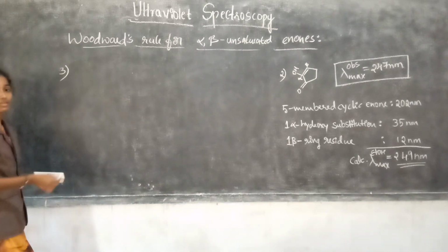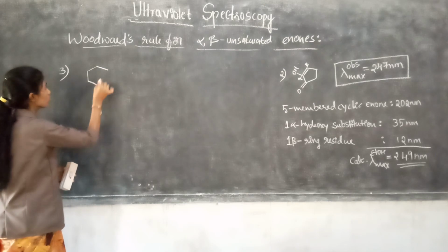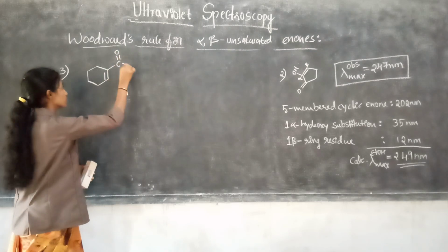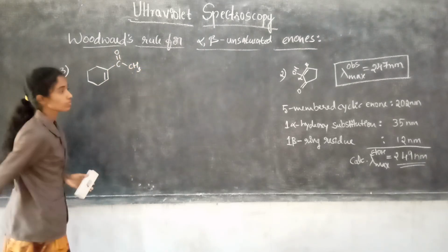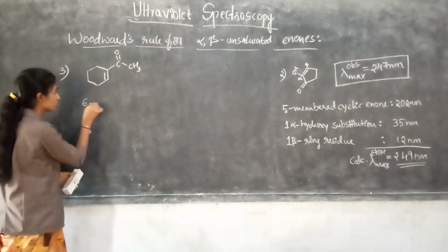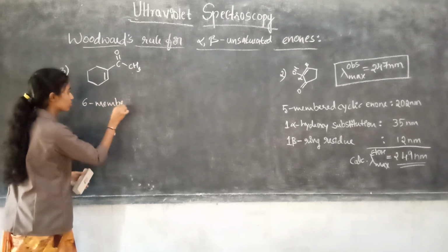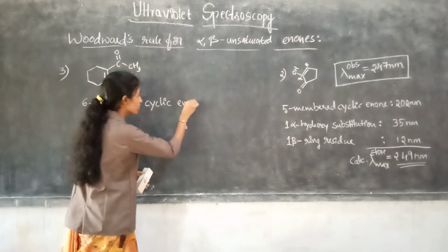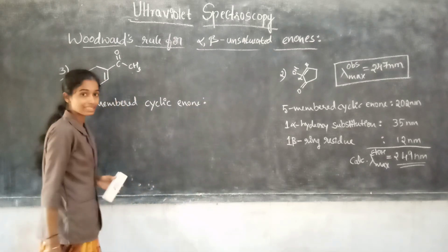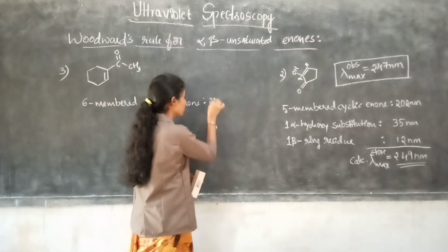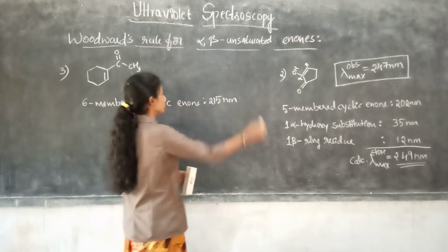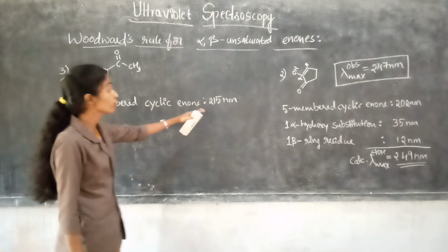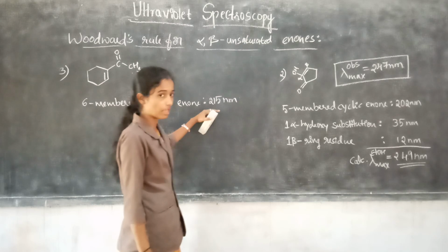Next we will take a 6-membered enone. This is the 6-membered cyclic enone system, having the base value of 215 nanometer. It may be a cyclic or a 6-membered cyclic enone system. There will be addition of 215 nanometer, which is considered as the base value.